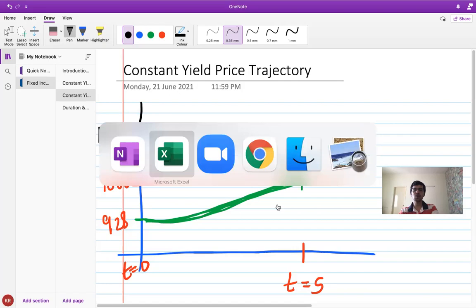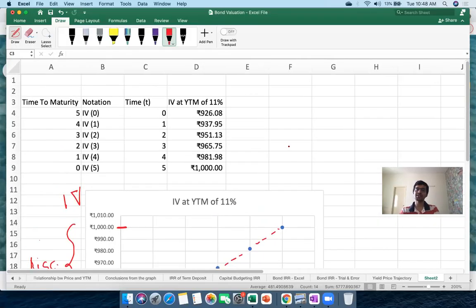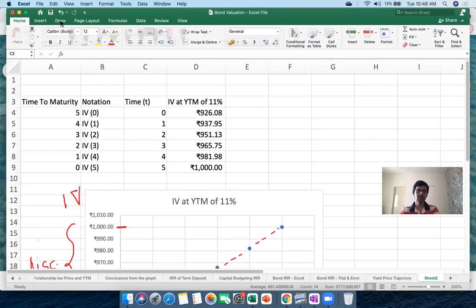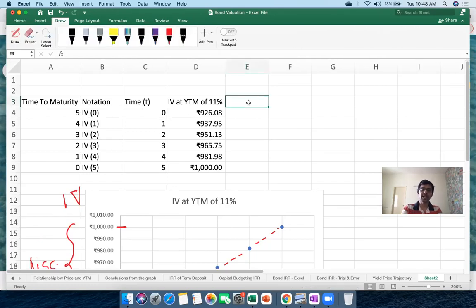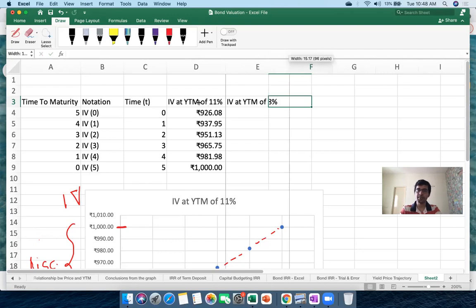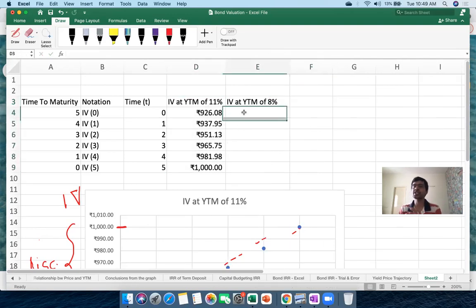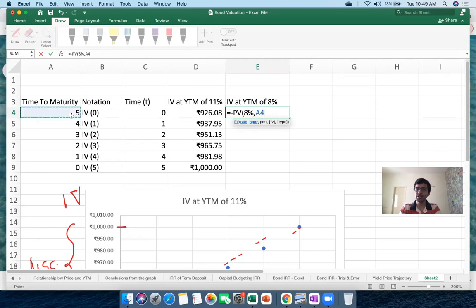Quickly, although I'm not going to show it in absolute detail, if I take a separate scenario and I calculate IV at YTM of 8%, ignoring the earlier scenario, and if I continue to apply the same formula, equal to minus PV, I'm using minus at the beginning because I want positive values. Rate is 8%. Number of periods at t equal to 0 is 5 years, payment is 90, and future value is 1000.